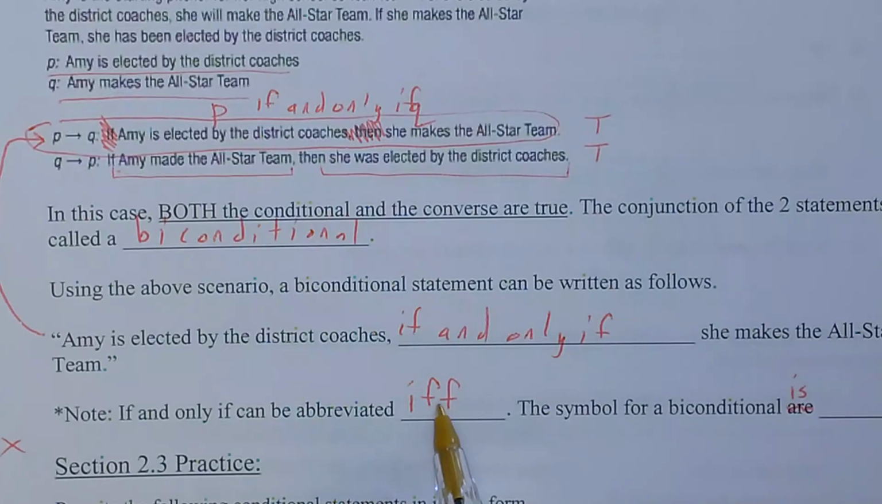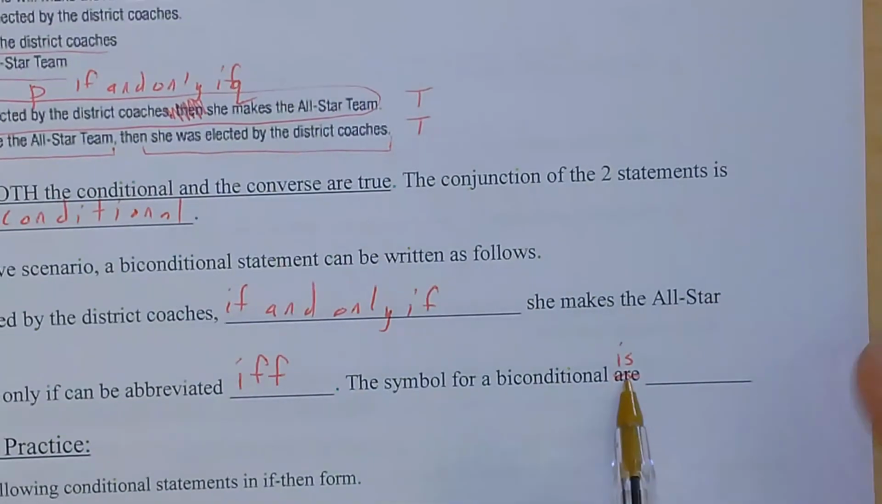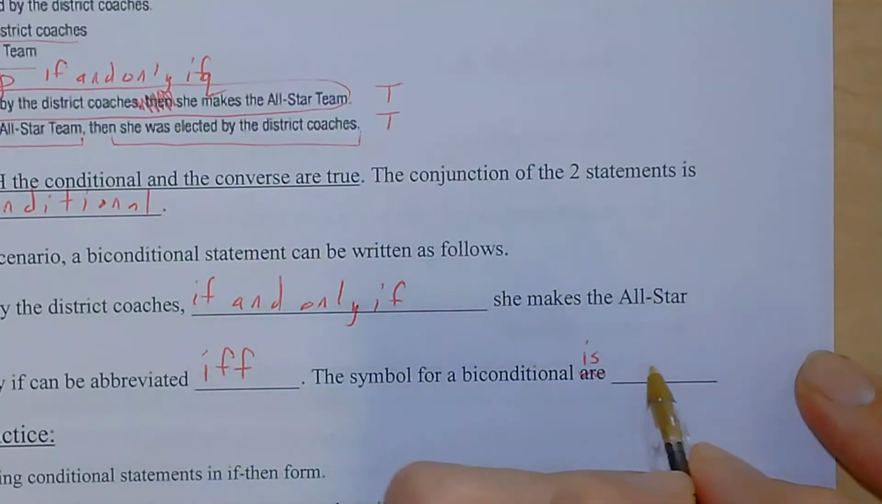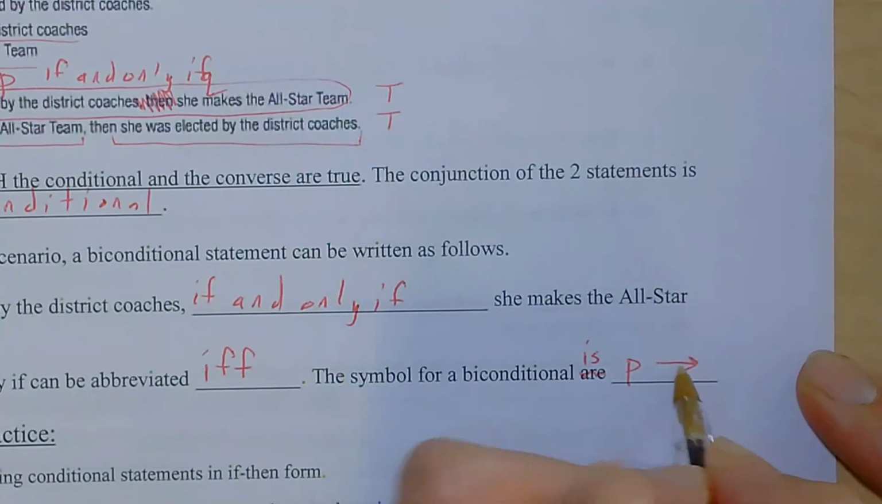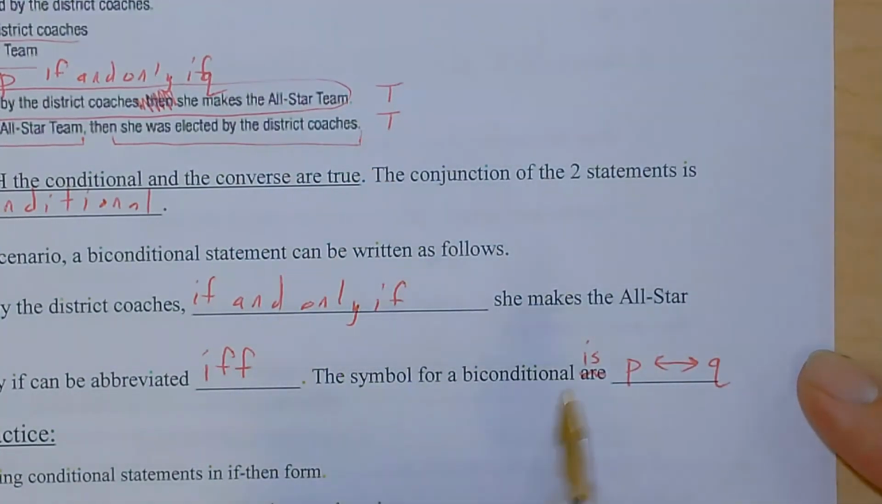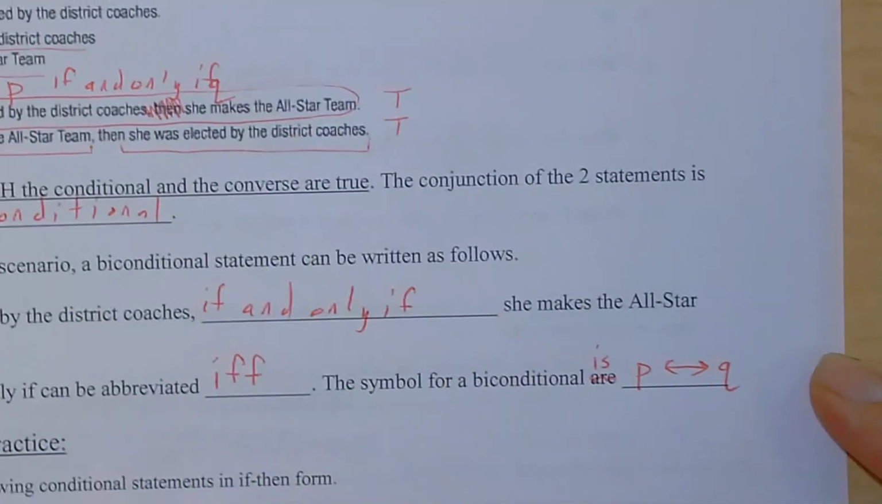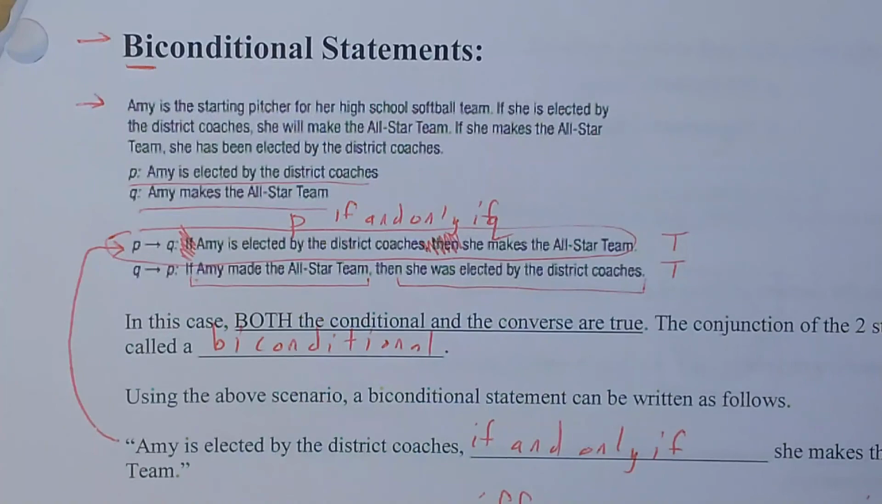Now the symbol that we're going to use for a biconditional is P double arrow Q. Cool, huh? Because it's got an arrow going frontwards and an arrow going backwards. So what this demonstrates is my original is true, P to Q, but my converse is true also, Q to P. So that double arrow signifies that they both work. So that is how you form a biconditional statement.